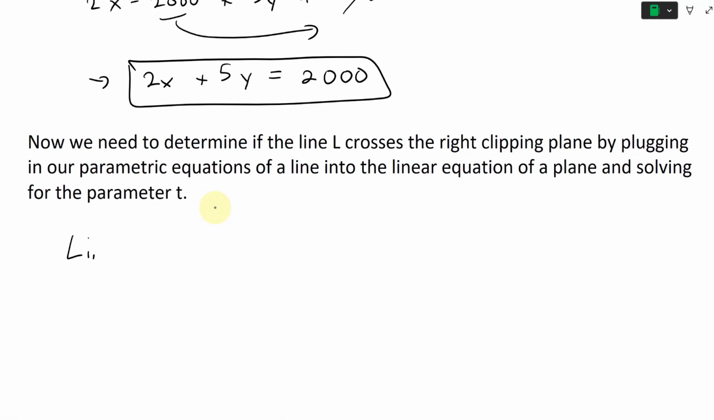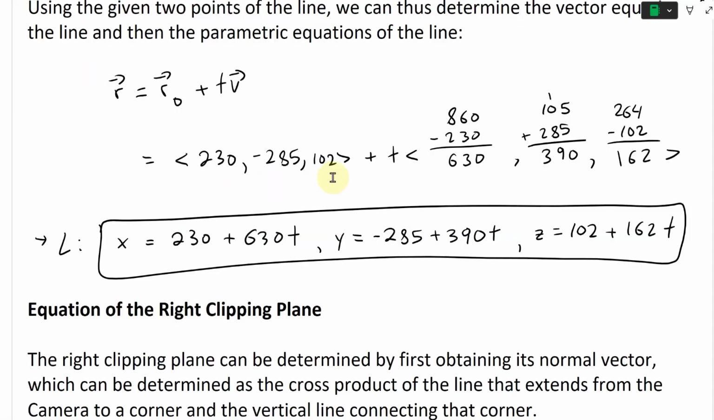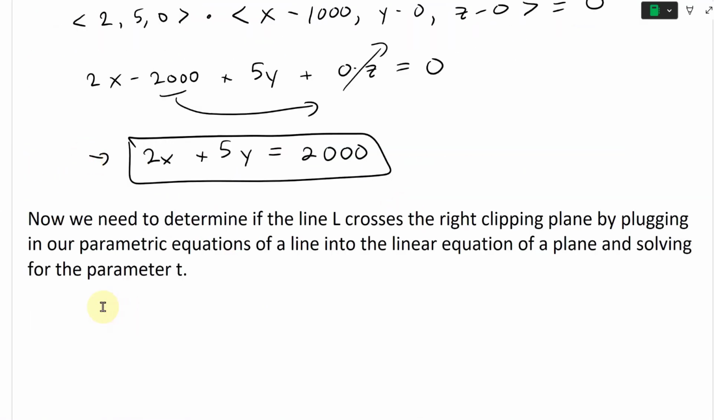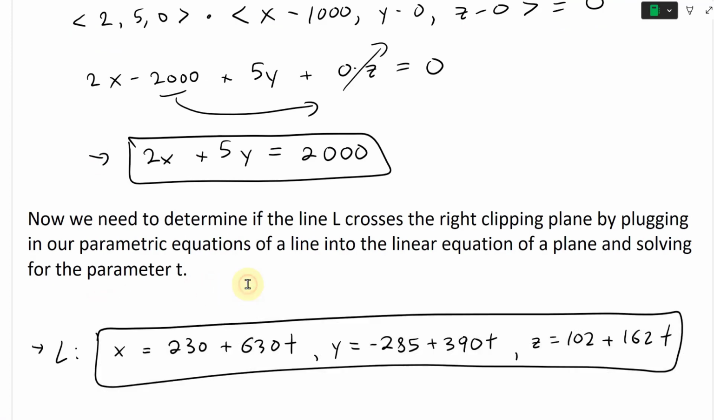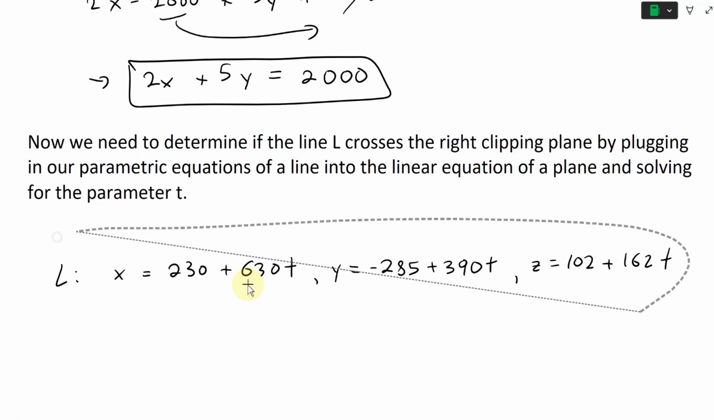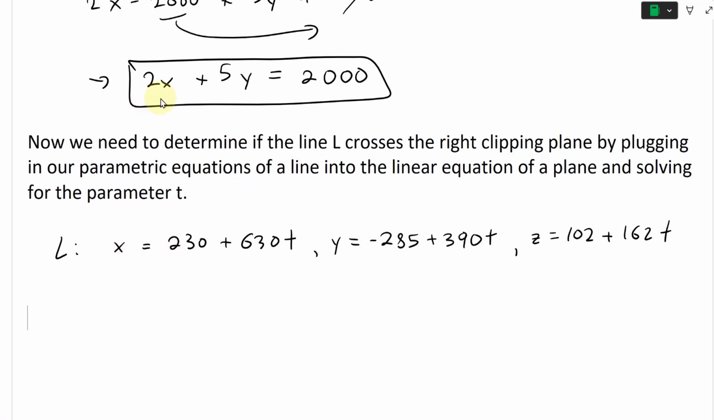Let's put our line L for completeness. The parametric equations are 2x equals 230 plus... actually, I'll just copy the whole thing down to save time. Let's scroll up, copy this, then go all the way down and paste it here so we have it for reference. So there's our line L, and we have to plug these inside the equation of the plane.